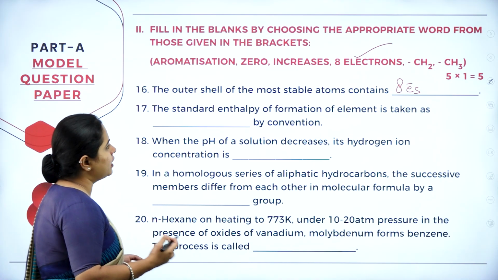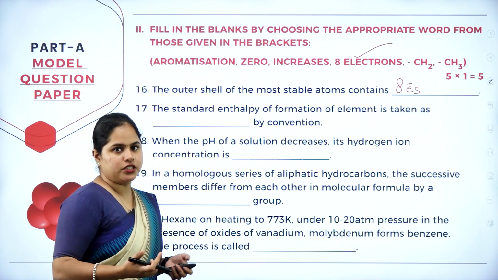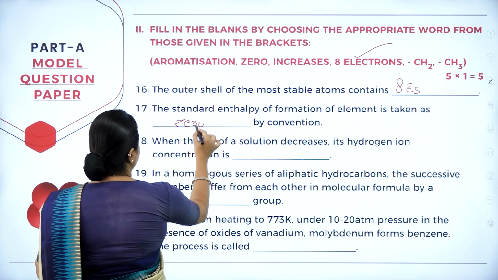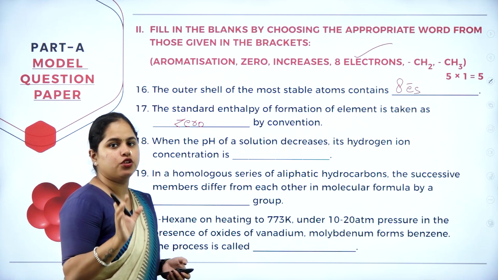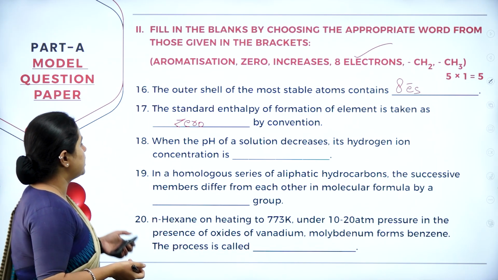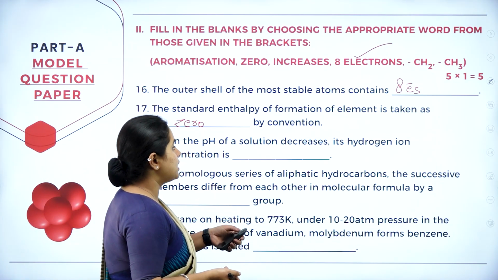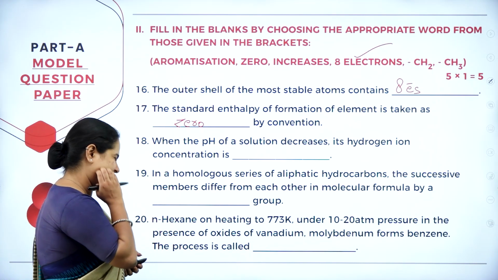Second question, the standard enthalpy of formation of an element is taken as dash by convention. So, it is taken as 0, right? It is taken as 0. So, the standard enthalpy of formation of any element is taken as 0 by convention.